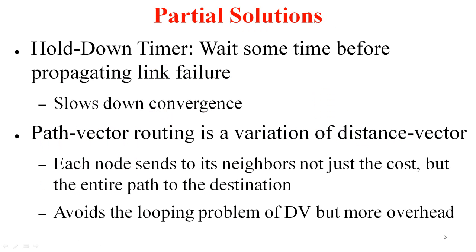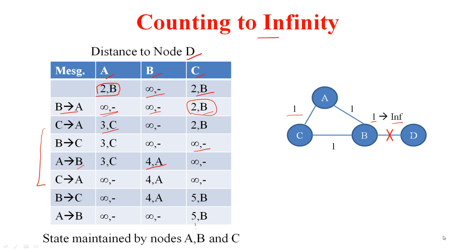A solution that works but slows down convergence is the hold down timer, where basically a node waits for some time before propagating link failures. So what do I mean by this? Again, look at this example. A, when it heard from B, set a cost of infinity, and as soon as C told it that it can reach, it changed the cost to 3 and set the next hop equal to C.